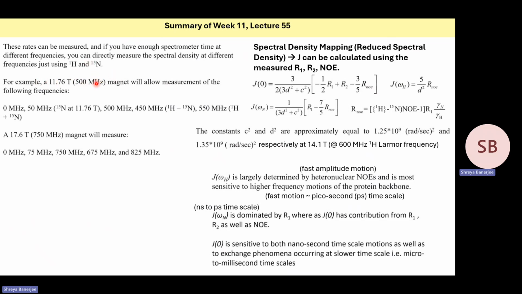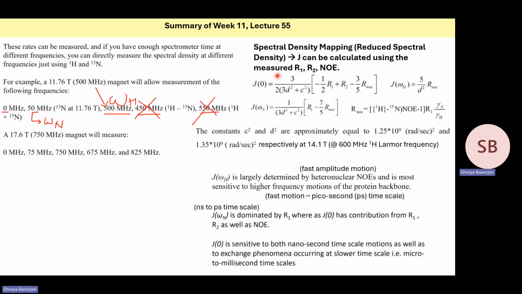So the 500 megahertz will correspond to the omega h value. Omega n, from the gyromagnetic ratio, we know is 1/10 of omega h. So omega n will be 50 megahertz. And then you can add 50 and 500 to get 550. You can subtract to get 450, and you can have 0. And then we saw reduced spectral density means we will ignore the sum, we will ignore the difference, and we will only have 3 frequencies, 500, 50, and 0, at which we need to calculate the spectral density functions.